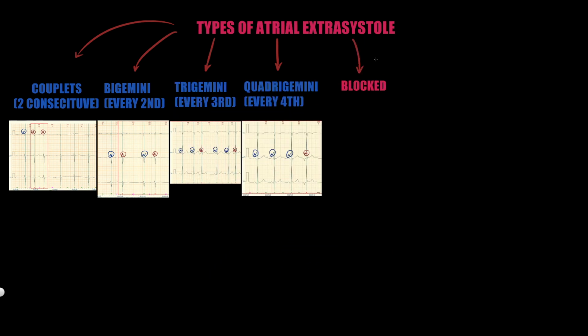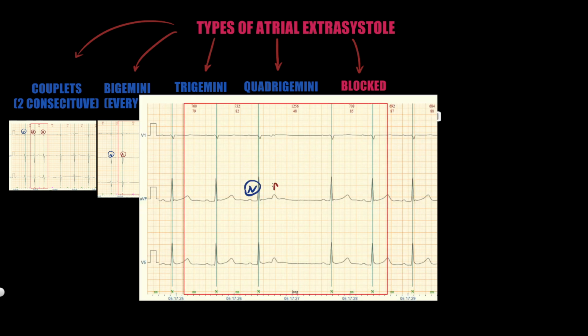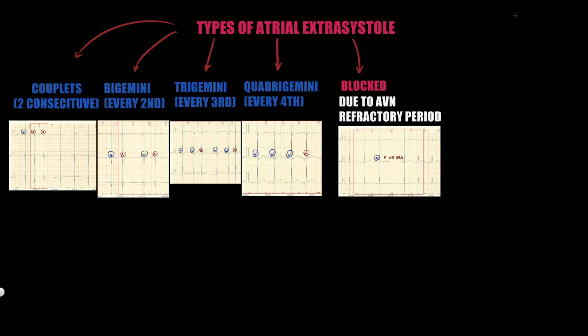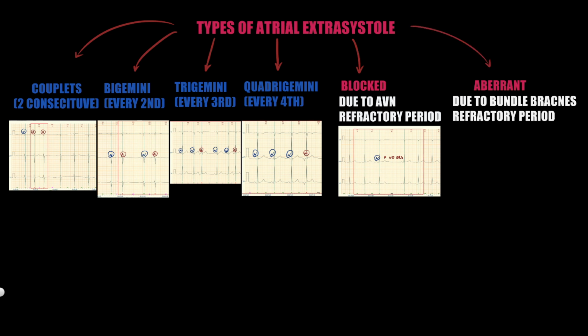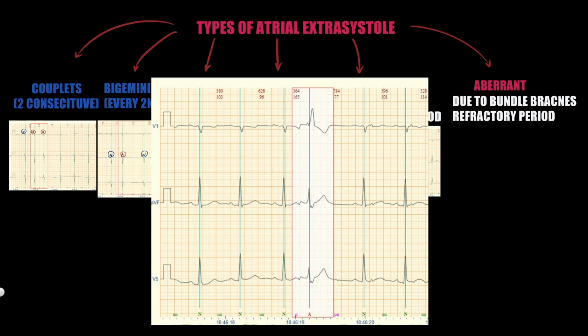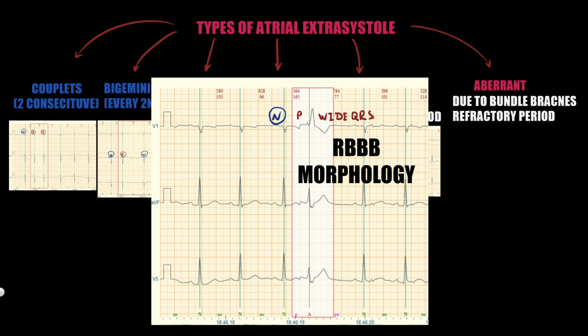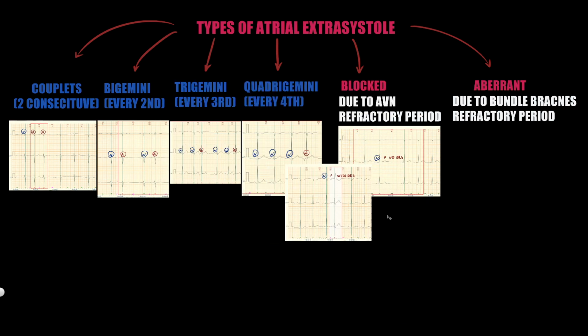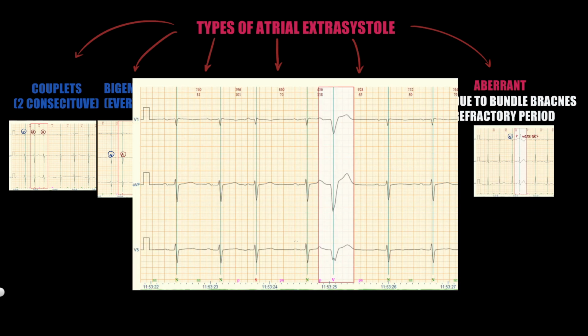Also, as we have already mentioned, there is blocked atrial extrasystole due to the AV nodal refractory period, when we see only a premature P wave without the following QRS-T. And another form of atrial extrasystole is aberrant extrasystole, due to the bundle branches' refractory period. Commonly the QRS in this case is wide and has right bundle branch block morphology. But it also can have another QRS morphology.